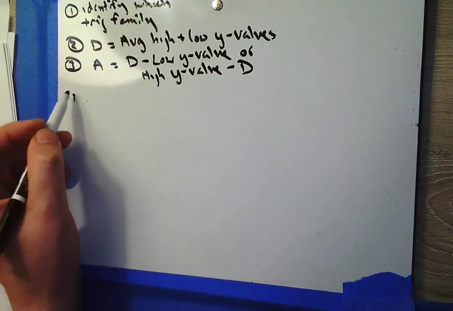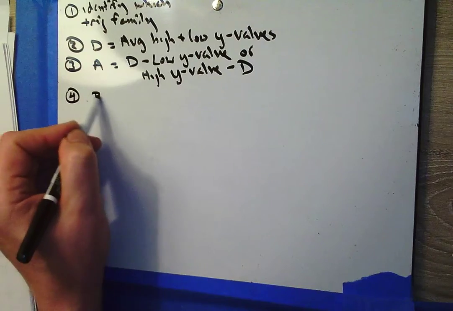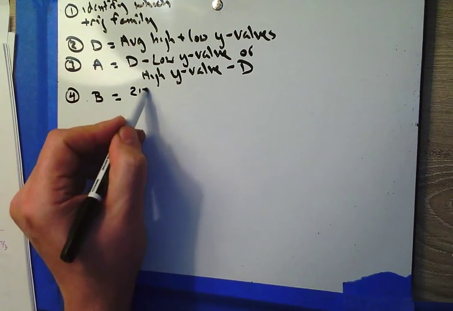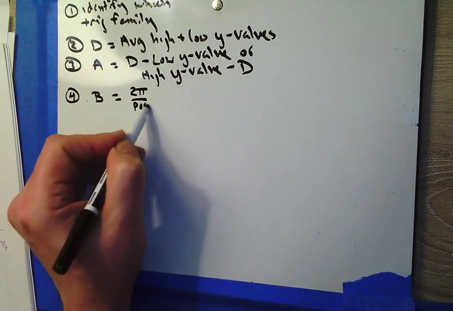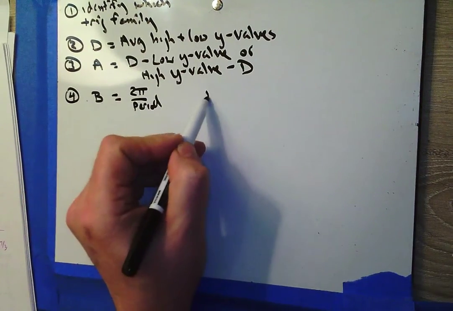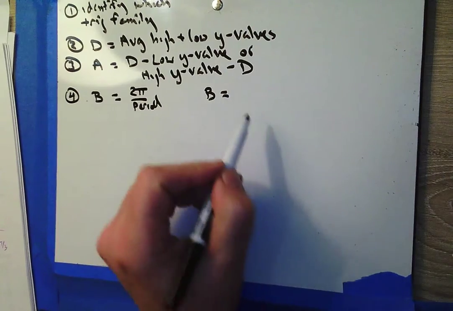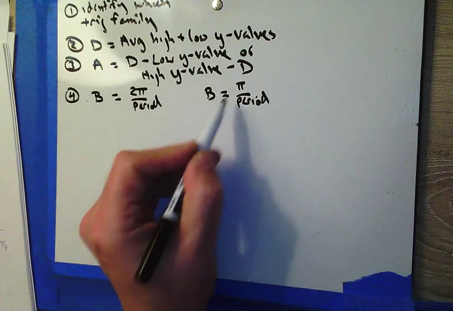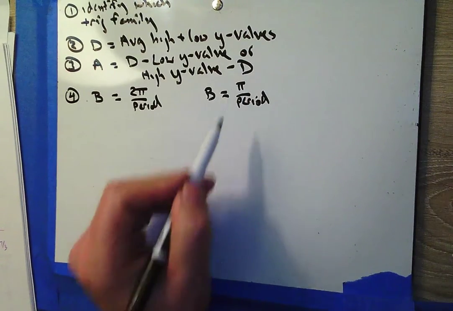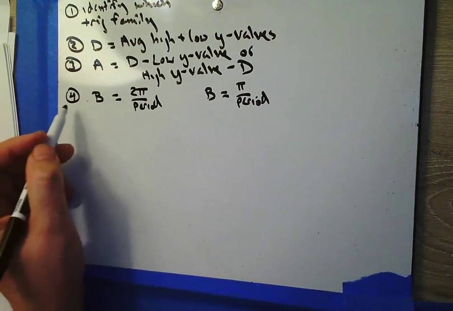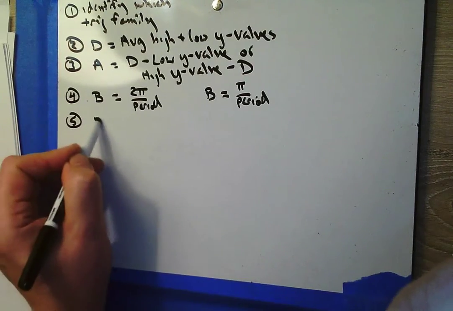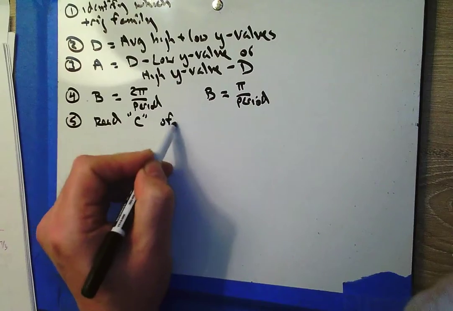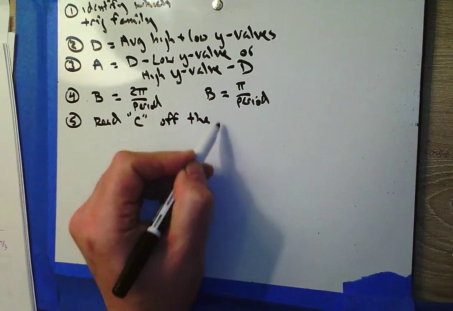B, in the case of secant and cosecant, is 2 pi over the period. But we know for tangent and cotangent, B will be pi over the period, because the normal period for tangent and cotangent is pi. And then C we'll read off the graph.